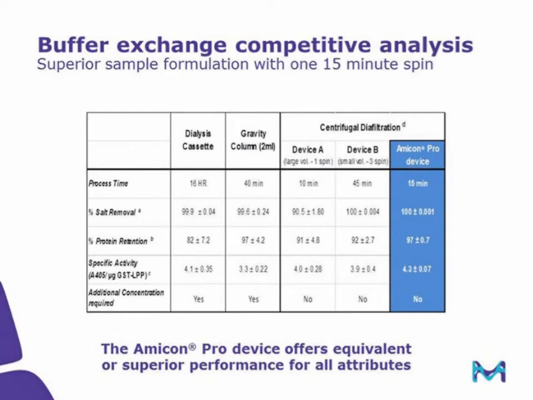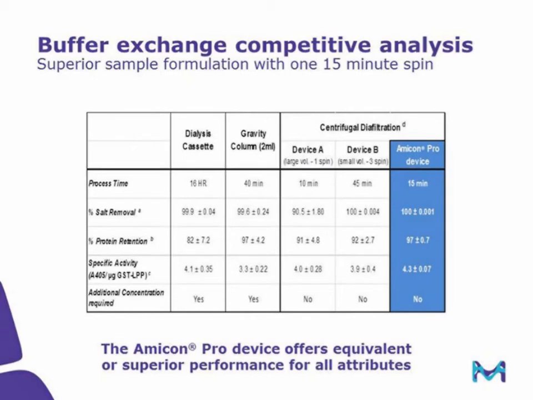Overall, the Amicon Pro device offered roughly equivalent or superior performance for all 4 attributes, suggesting it is well suited for antibody labeling. Specifically, highly effective desalting was achieved with one 15-minute spin using a small volume of buffer. Most devices showed residual sodium chloride levels, suggesting that either there are limits to their exchange capacity or that further processing steps were required. The device demonstrated the highest protein recovery.